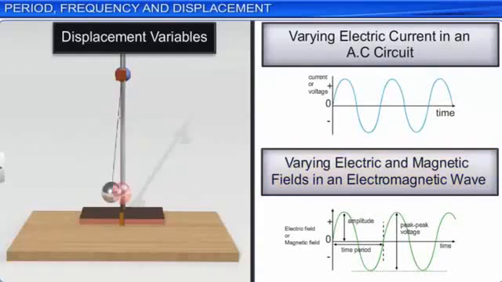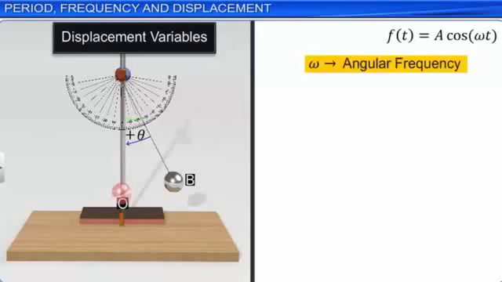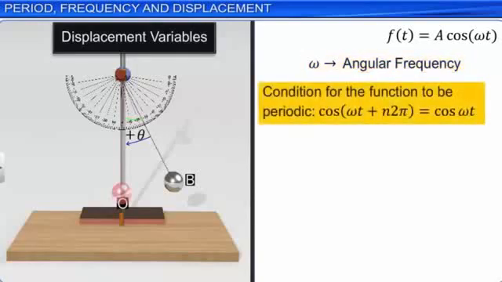Since the displacement in periodic motion varies periodically with time, the displacement theta can be expressed as a periodic function of time, like f(t) = a cos ωt, where ω is the angular frequency measured in radians per second. The condition for the function f(t) to be periodic is that if the argument of the function, which is ωt, is increased by integral multiples of 2π radians, the value of the function remains the same.